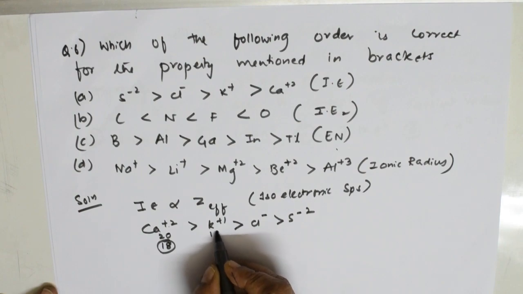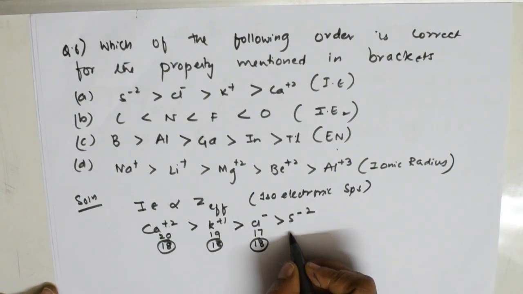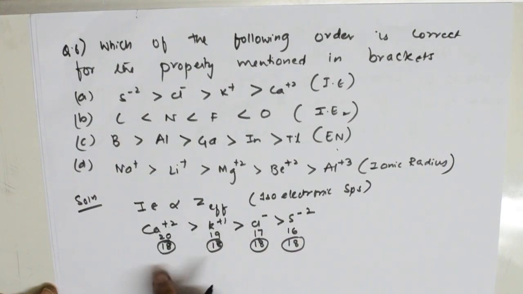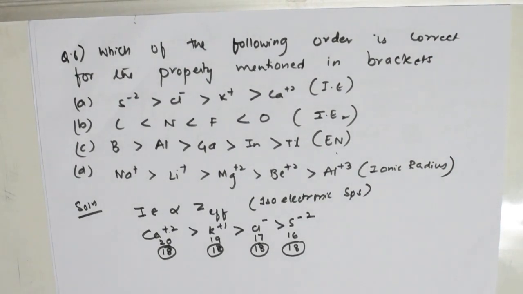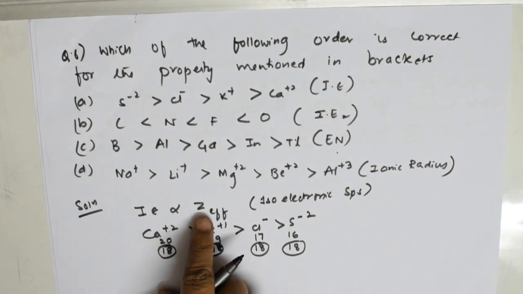Potassium, it is 19. How many electrons has it lost? So, 18. Chlorine, it is atomic number 17. How many has it gained? 1. So 18. Now here sulfur 16. How many has it gained? 2. 18. See here. All are isoelectronic species only. That is what you need to understand. All are isoelectronic. Done.